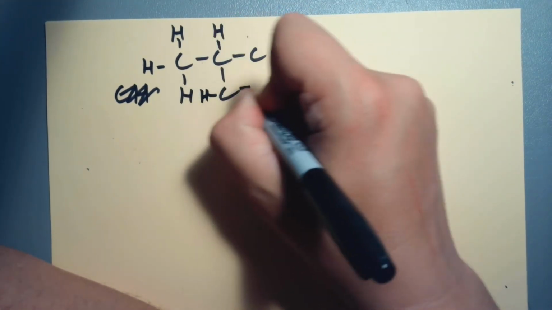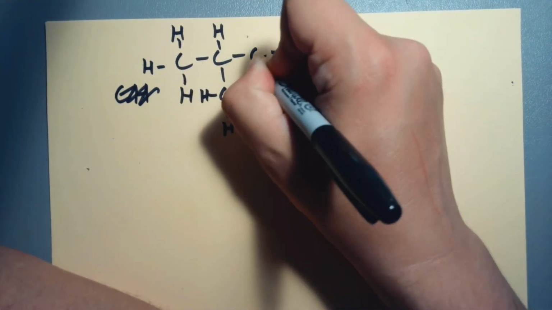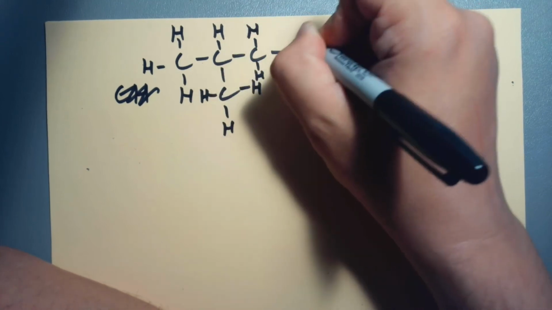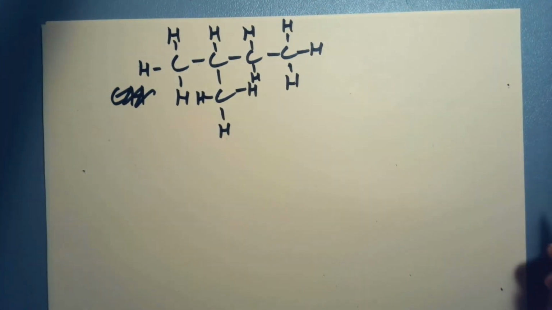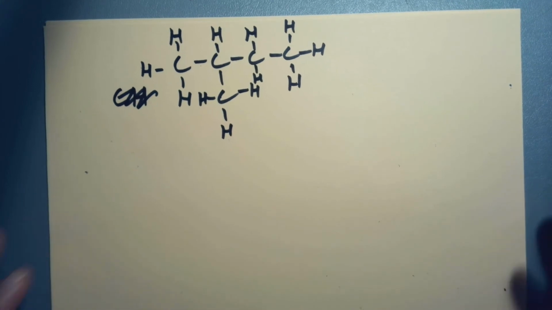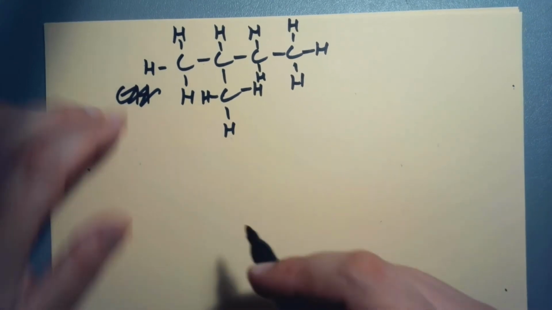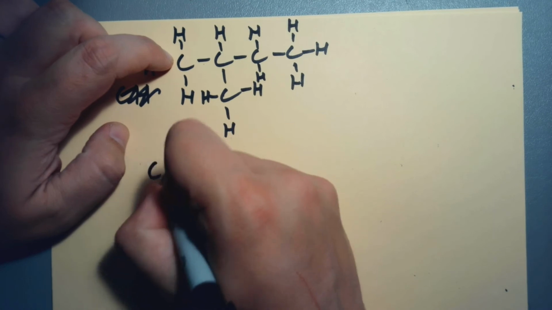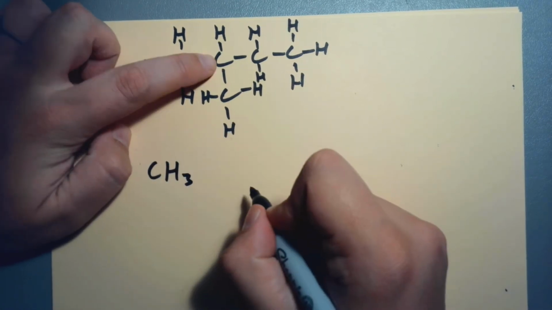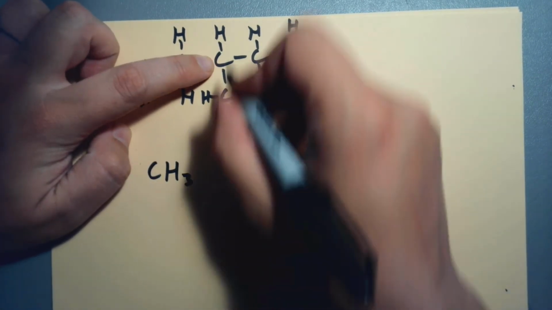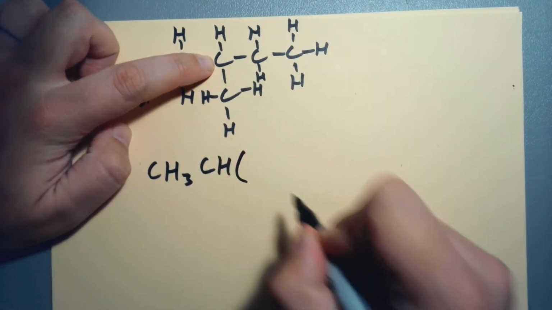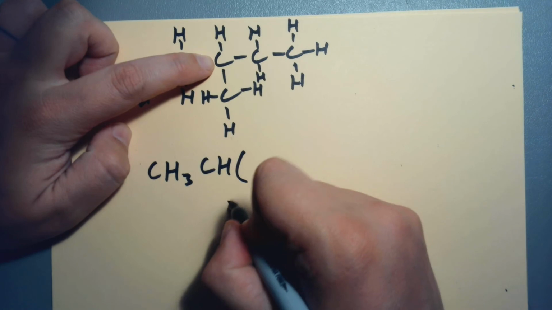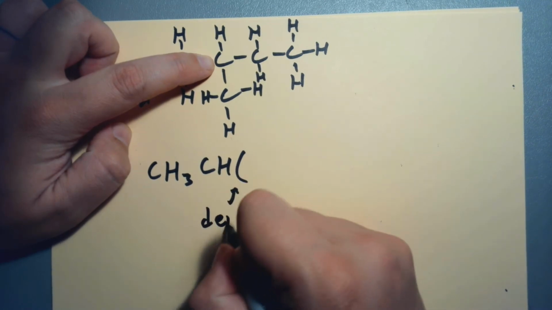Okay, fill out all the hydrogens. Okay, so how do we do this in the bad old days? Well, we go CH3. Okay, we get to this carbon, that's the next one that it's bonded to. That's a CH. And then we would use parentheses to denote a side chain.